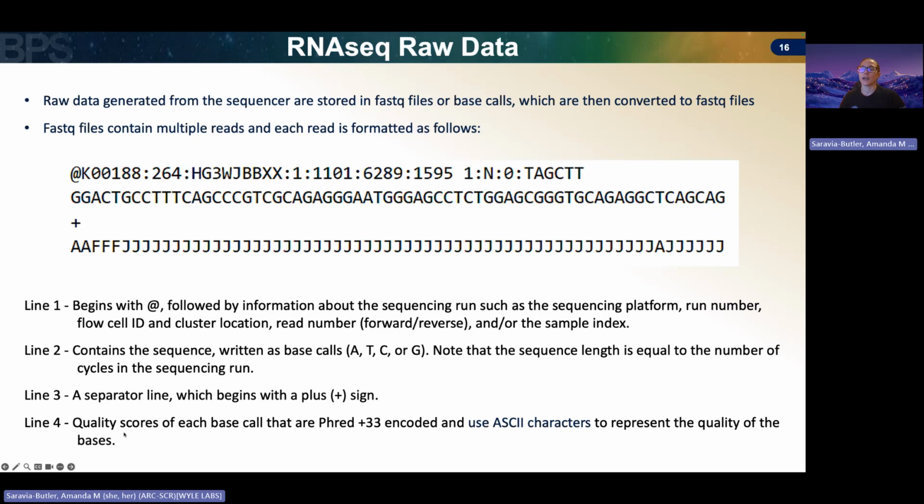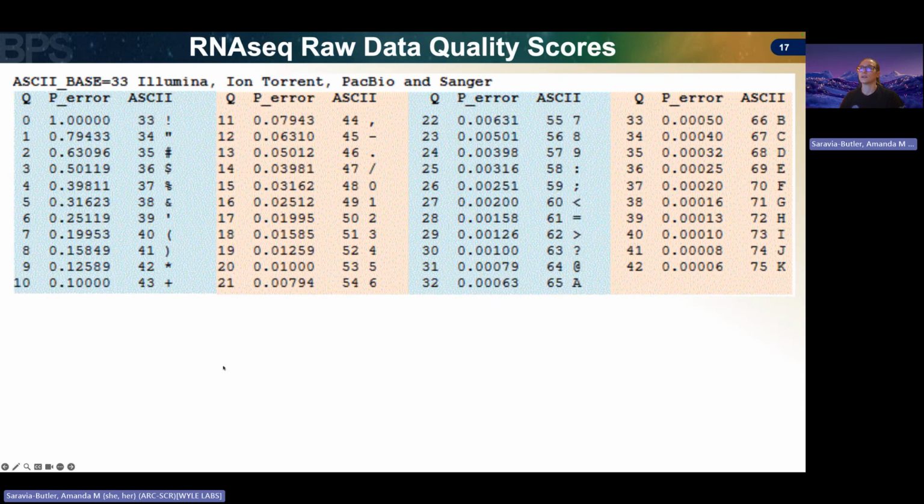And then that fourth line are going to be quality scores of each base call that are Phred 33 encoded, and they use ASCII characters to represent the quality of the bases. So you'll see that there is an encoded letter for every single base in our sequence to represent the quality score, which we're going to talk about next.